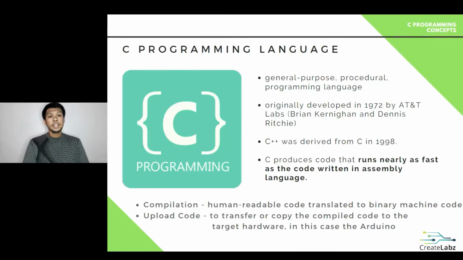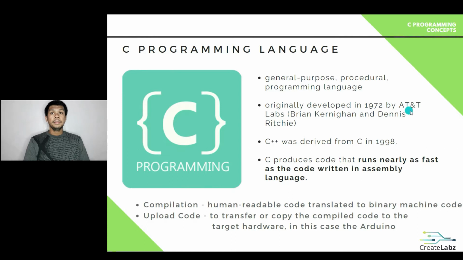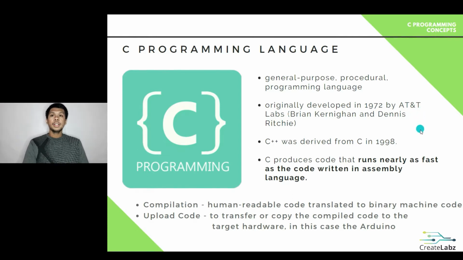C is a general-purpose procedural programming language originally developed in 1972 by AT&T Labs. C++ was later on derived from C, which is an improvement of C. And C++ is already an object-oriented language. Why do we use C and C++? Because it runs a fast code.